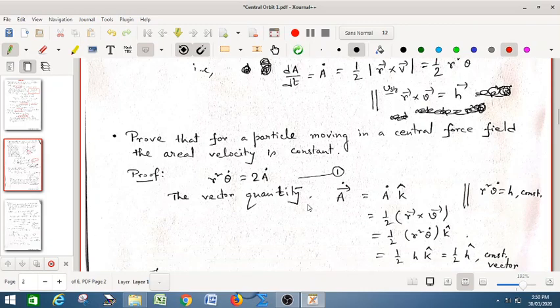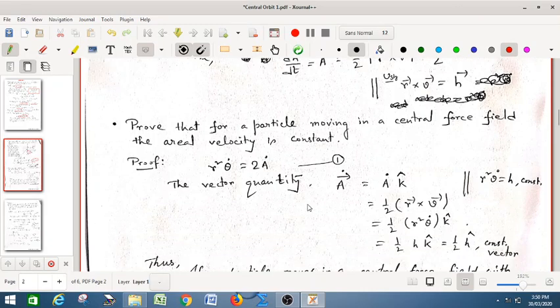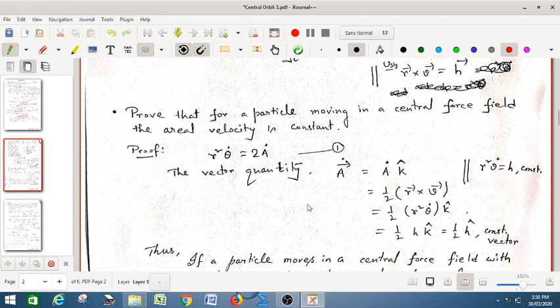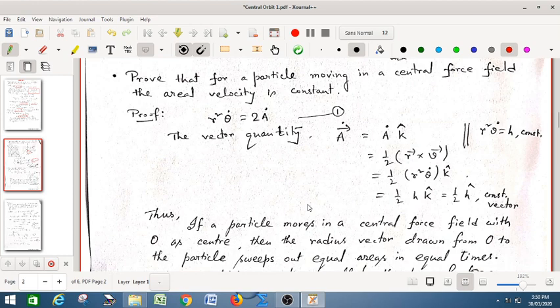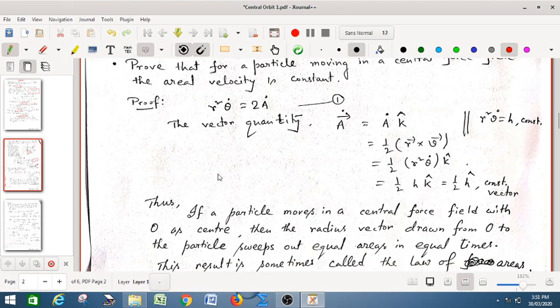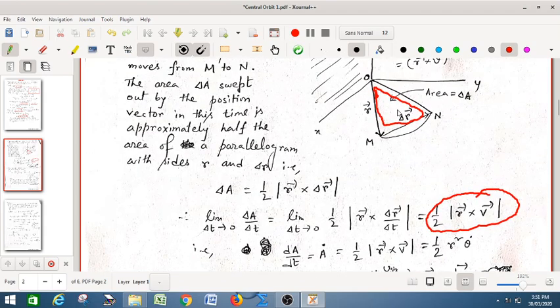Also, we can prove that for a particle moving in a central force, the areal velocity is constant. So r square theta dot is 2A dot. We already have that result from the previous proof. If you take it in vector form, we can write this as the unit vector in the direction of A dot. Let us see the diagram.